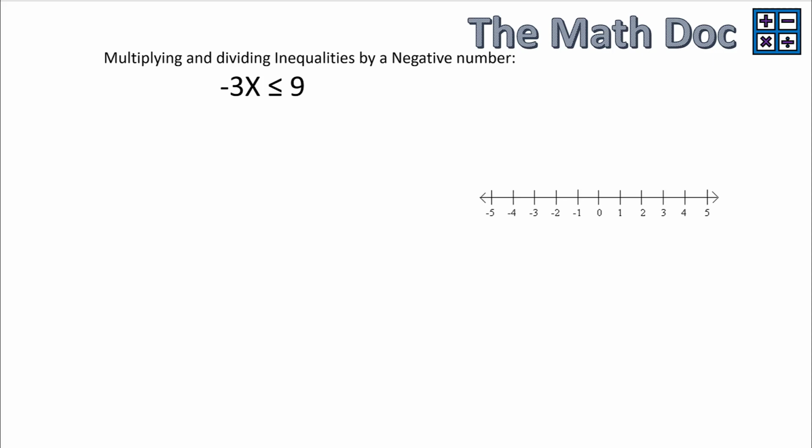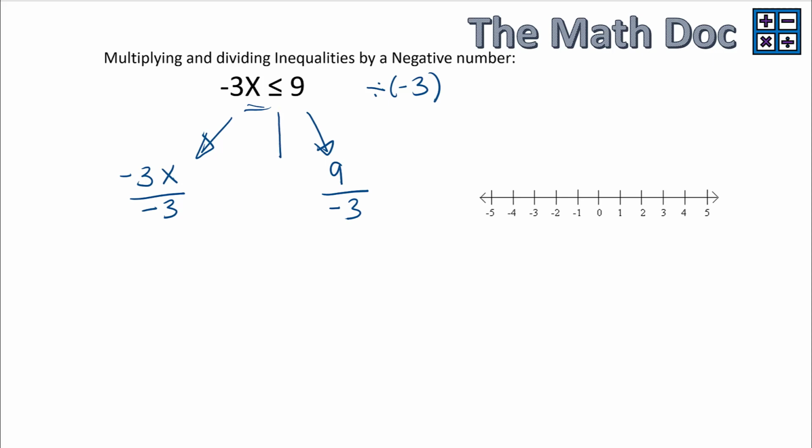Negative 3x is less or equal to 9. Okay, so we would like to isolate x, our variable. So let's do what we would naturally do, which is to divide both sides of this inequality by negative 3. So on the left-hand side, we have negative 3x divided by negative 3. On the right-hand side, we have 9 divided by negative 3, and then recall we have to switch the direction of the inequality. So from less or equal to, we have to go to larger or equal to.